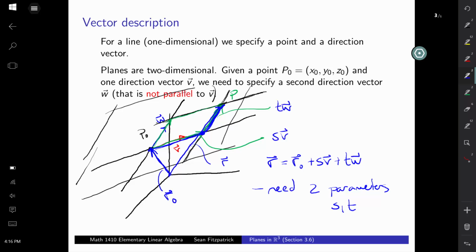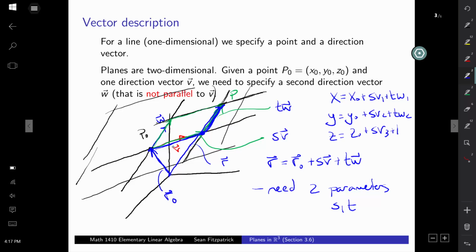And if you're writing down x, y, and z, you would get something that looks like this: x would be x naught plus s v1 plus t w1, y would be y naught plus s v2 plus t w2, z is equal to z naught plus s v3 plus t w3. So you could think of a plane like that, and this is a useful way to think about a plane. If you continue on through the calculus sequence, this will eventually be useful to you if you make it as far as, let's say, calculus 4.